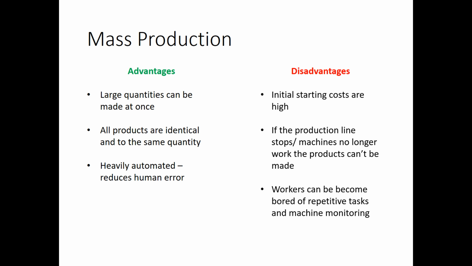Disadvantages of that: if you have to set up a factory, your starting costs are going to be very high. If a part of production stops, that's going to stop everything else. So as soon as some production stops, it might stop the whole process, which obviously means money is going to be lost and the products can't be made. Workers often can become bored of repetitive tasks and machine monitoring.